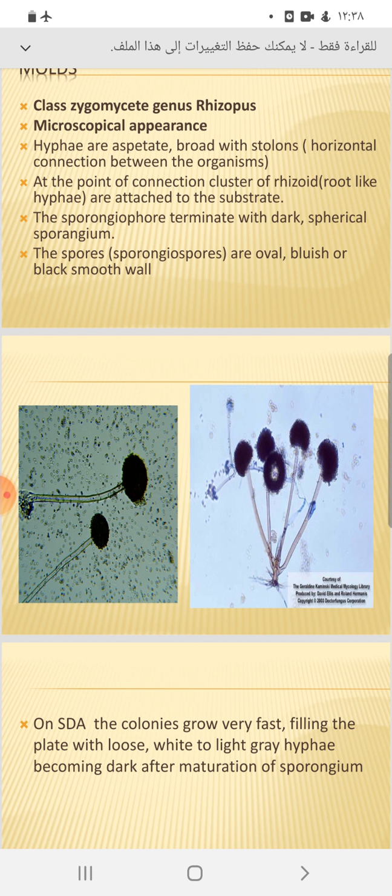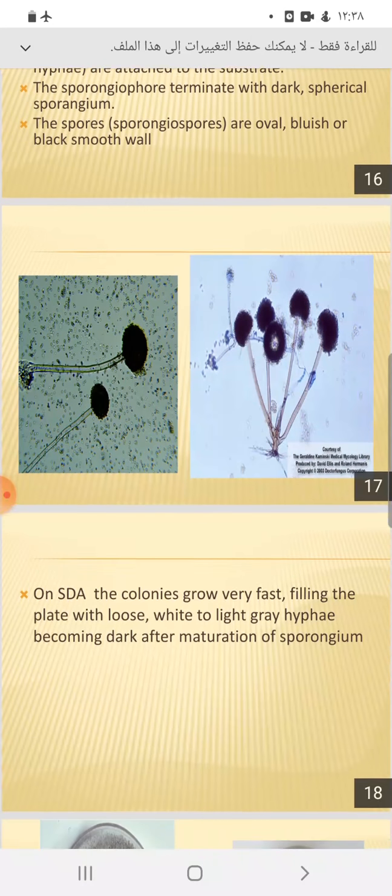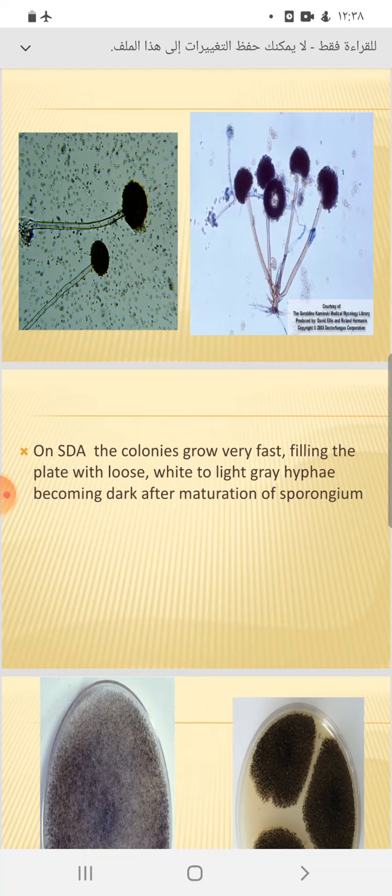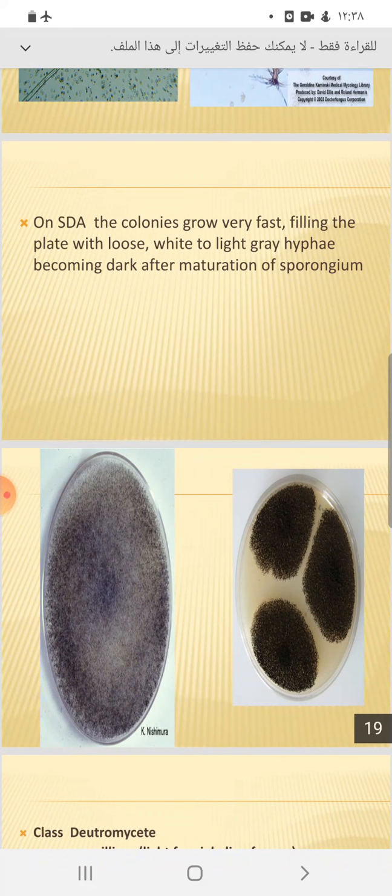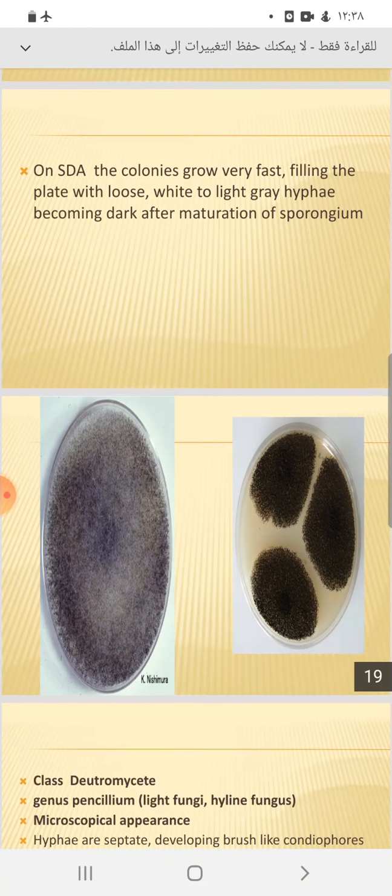The sporangiophore is the hypha which is carrying the spore, and it usually terminates with a dark spherical sporangium. The spores could be spherical or oval, bluish or black with a smooth wall. On the Sabouraud dextrose agar, the colonies of Rhizopus grow very fast, filling the plate with loose white to gray hyphae, becoming dark and black in color after maturation of the sporangium.